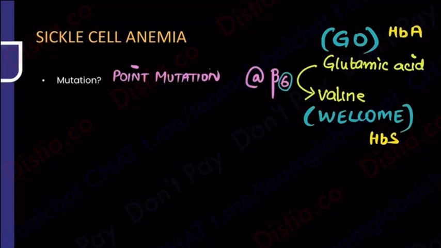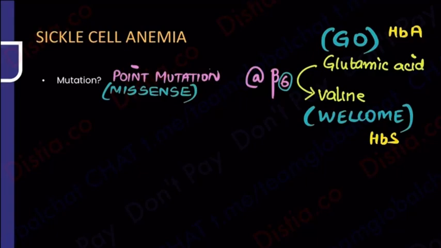So has the sense changed? From adult hemoglobin, we've changed to sickled hemoglobin. The sense has changed. So what kind of point mutation is it? It is a missense point mutation. Go back to your genetics, I have taught you the different types of mutations. It is a missense point mutation.